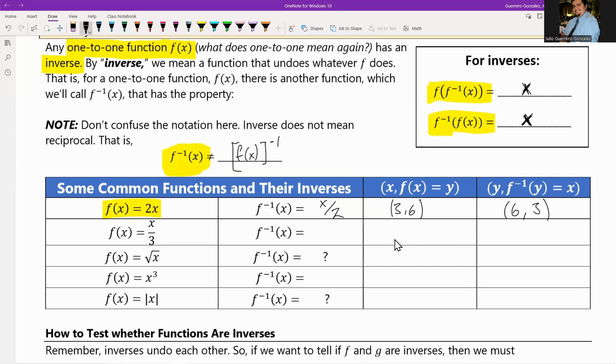And divide it by 2. That'll undo it, correct? There we go. Okay, let's move on to the next one. f of x equal x divided by 3, right?